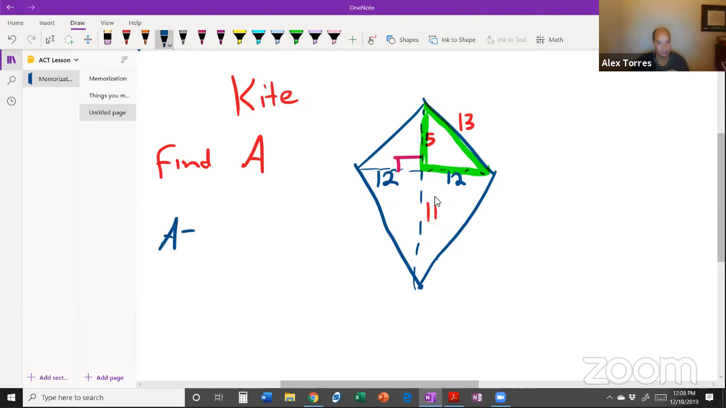Now we can use the formula D1 times D2 over 2. We're talking about the diagonals. One diagonal is 12 plus 12, which is 24. The other one is 5 plus 11, which is 16. And we're dividing it by 2. Whatever that calculates to would be the area of this kite. Same area for a rhombus, and like I said, the rhombus also has perpendicular diagonals.